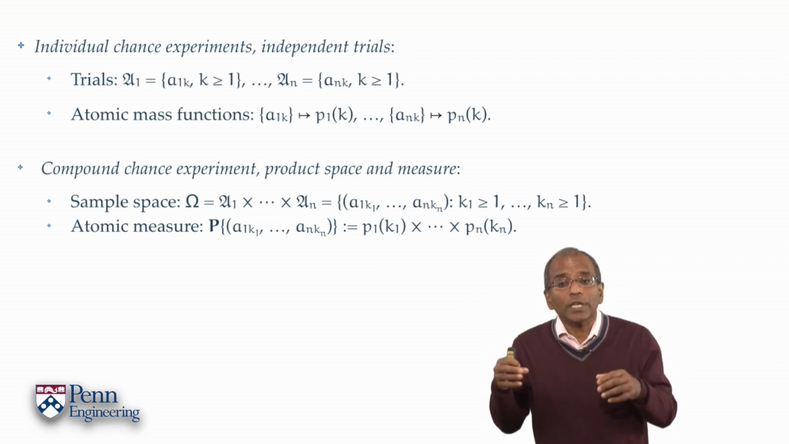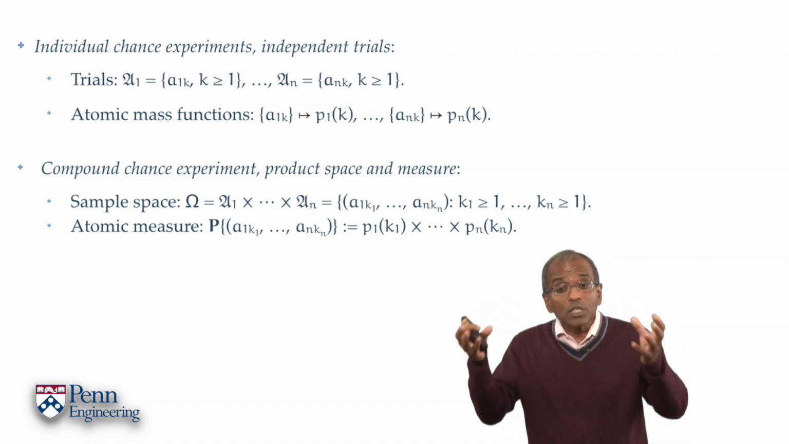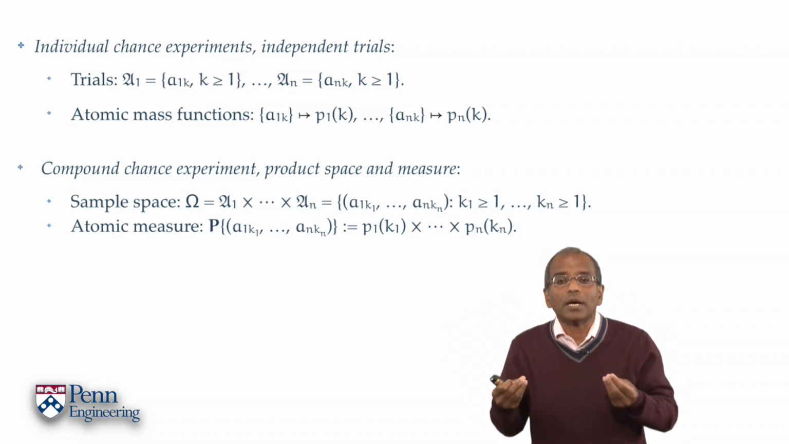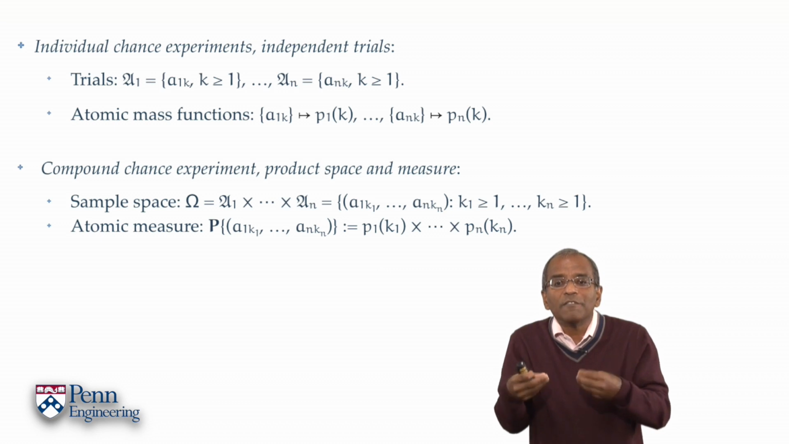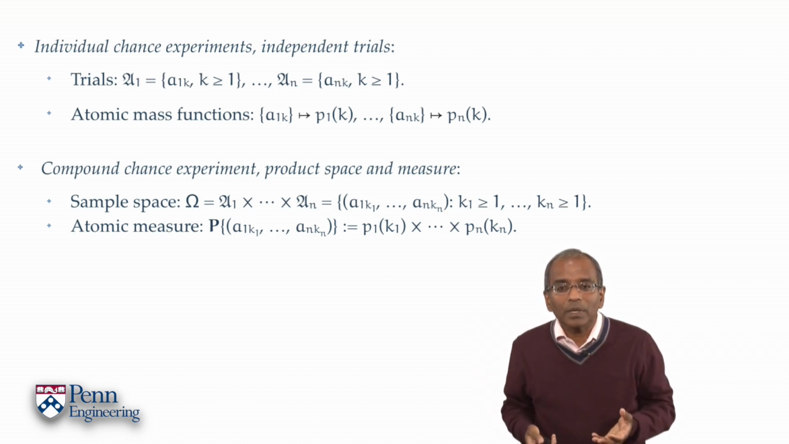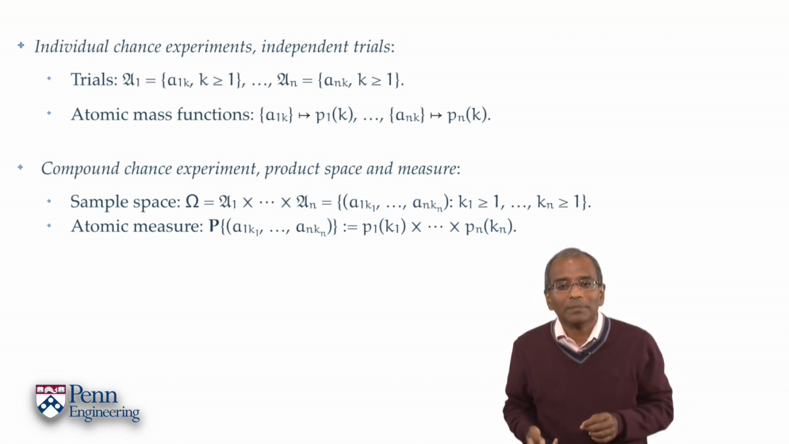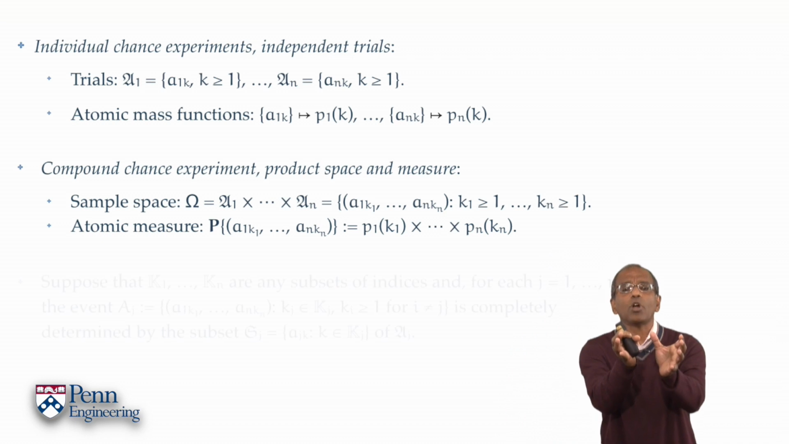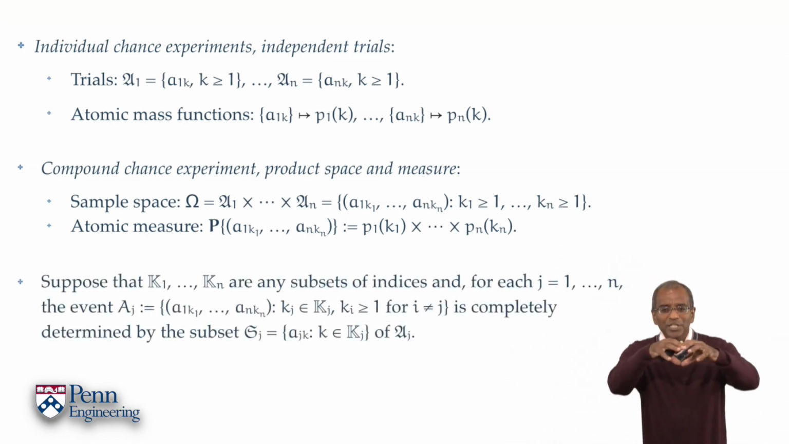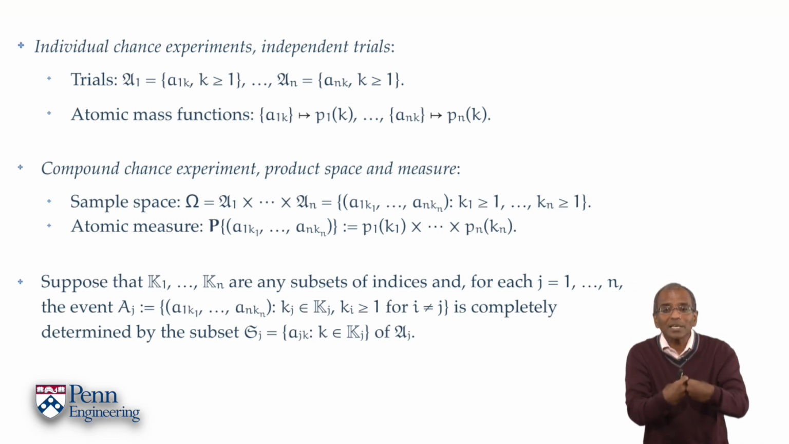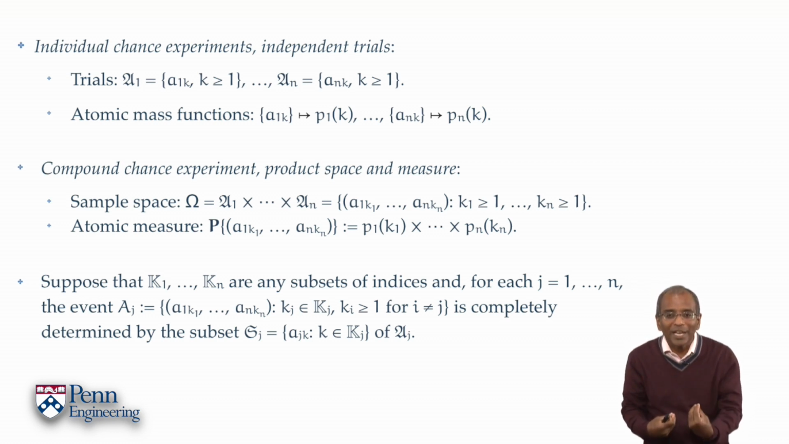This gives us the setting of the compound experiment, where you have a product space and now a product measure, which is given to us via the independent trials. We now need events which are determined in terms of each trial. So let us pick the jth trial for definiteness. The jth trial has results which are captured in the alphabet Gothic A sub j. Each of those results has an atomic mass captured in the values P sub j of K, K running over all possibilities.